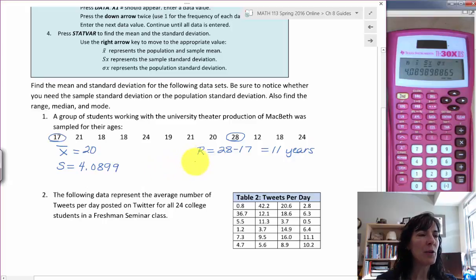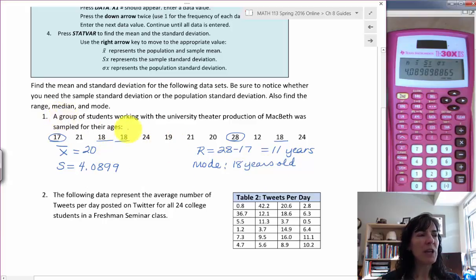And I need the mode. And that one's also easy, so I'm looking for 18. I have twice. Oh, there's 3 times. Is there anything else that I have 3 times? I see 2 24s, 2 21s. That's it. So my mode is 18. 18 years.